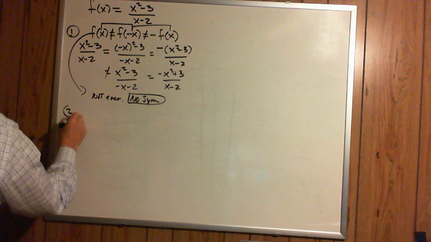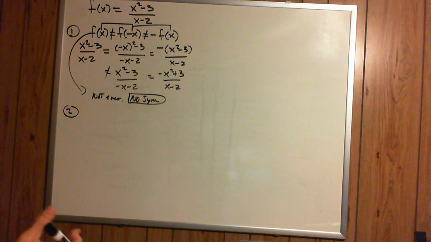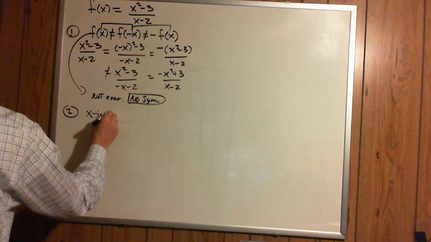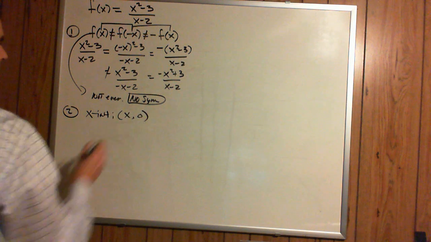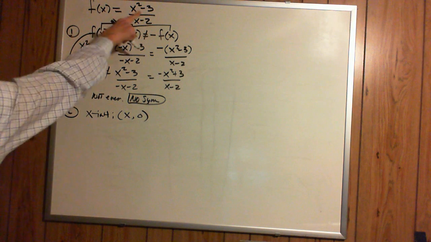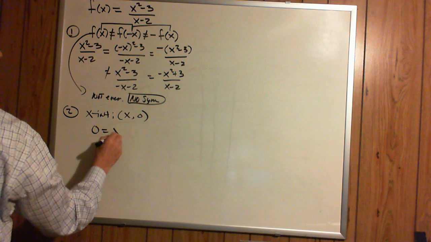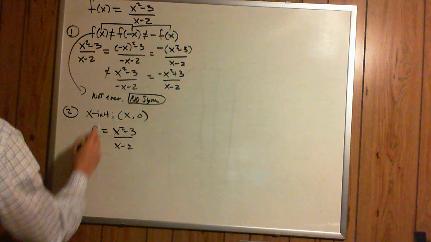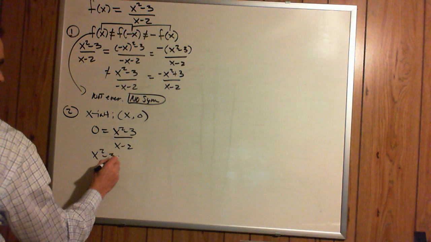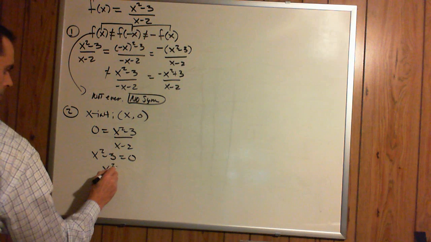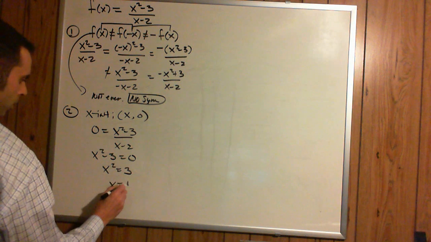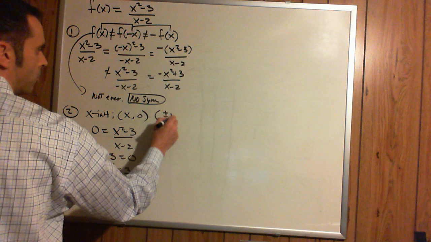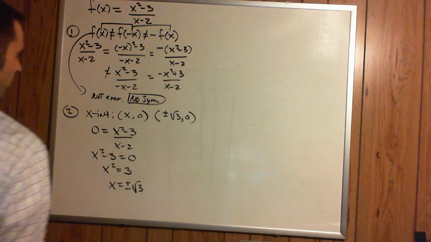Number two, we want to consider the intercepts. Where will it pass through the x-axis and the y-axis? For the x-intercept, we will let y be 0 and solve for x. So let 0 be equal to (x squared minus 3) over (x minus 2). A fraction equals 0 when the top is 0. x squared minus 3 equals 0. Add 3, and x equals plus or minus the square root of 3. So the x-intercepts are plus or minus the square root of 3, comma 0.